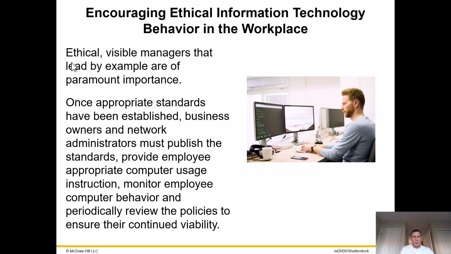So, what about ethical information and encouraging ethical information technology behavior in the workplace? So, ethical, visible managers that lead by example are of absolute paramount importance. Once appropriate standards have been established, business owners and network administrators must publish the standards, provide employee appropriate computer usage instruction, monitor employee computer behavior, and periodically review the policies to ensure their continued viability.